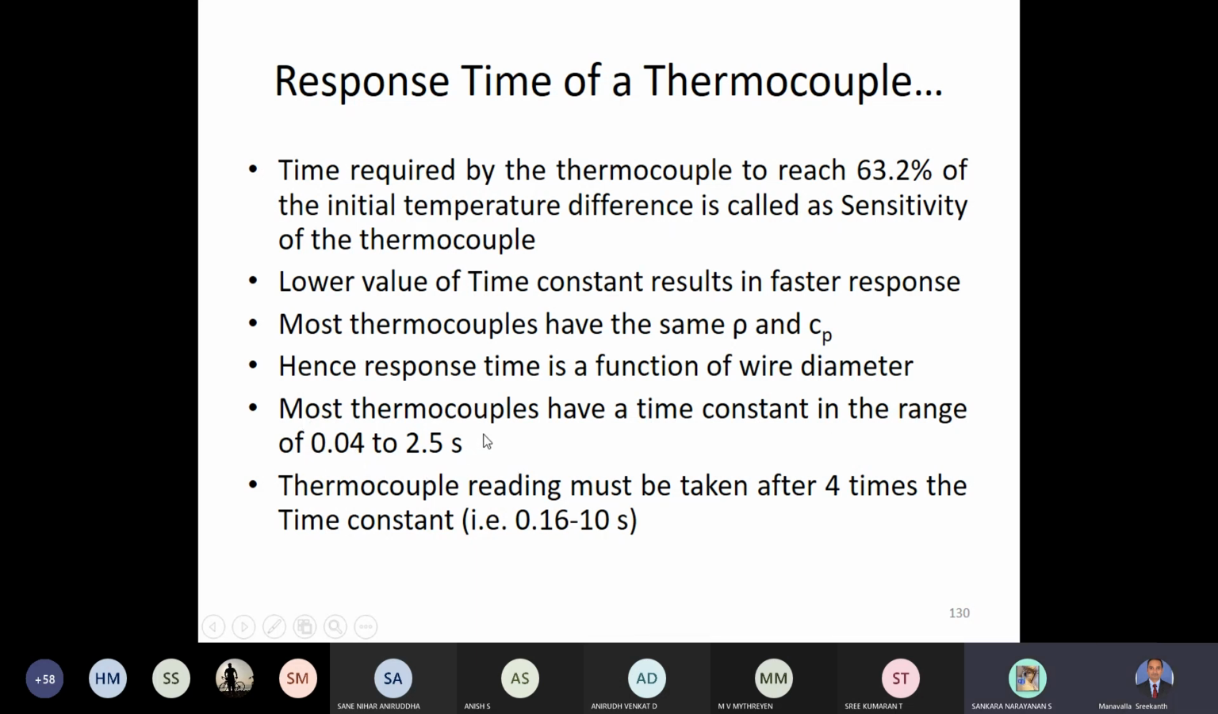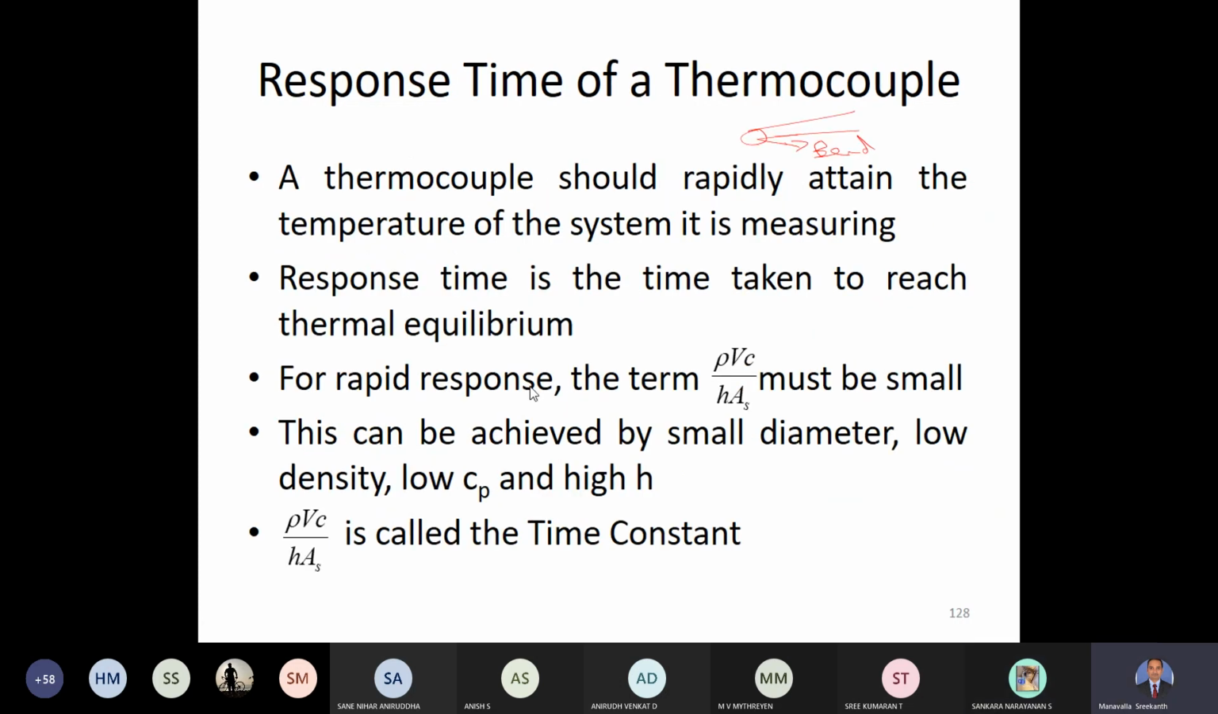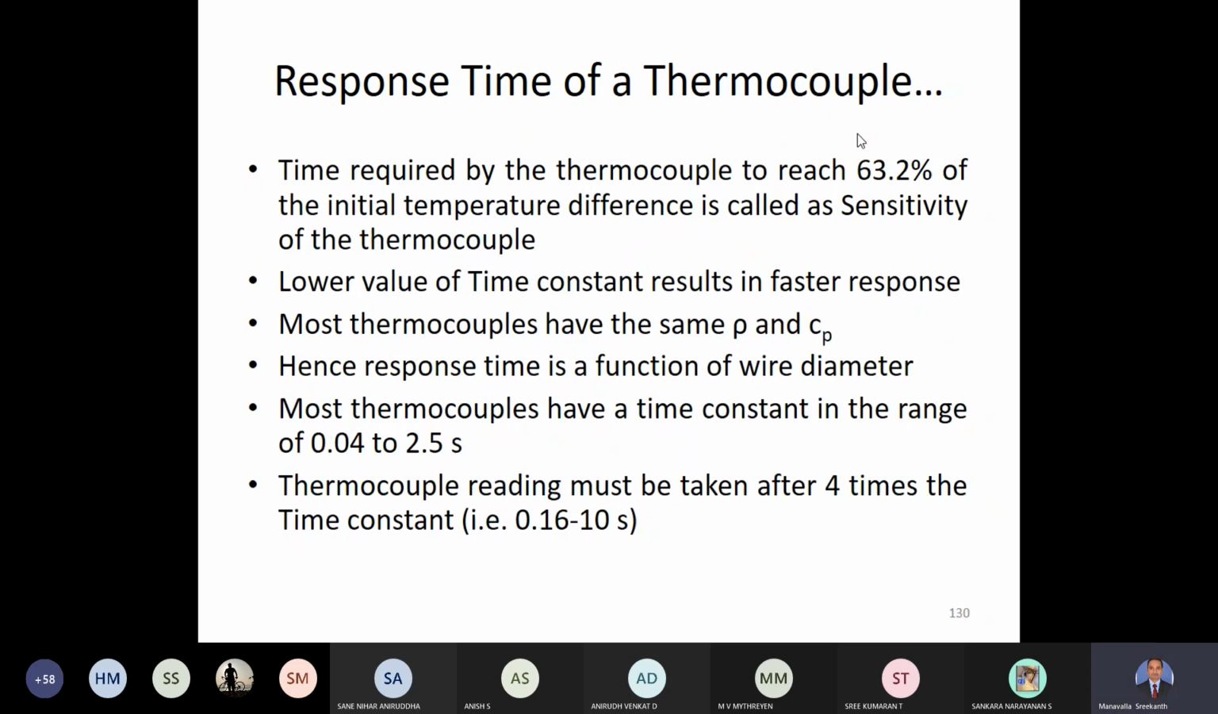So see, thermocouples can be manufactured using different materials. As I show here, you see these are two different wires. The materials of these two different wires can be changed, and therefore you have different thermocouple settings, different thermocouple materials. The range of the time constant is 0.04 to 2.5 seconds, depending on the materials chosen. If it's a very good conductor, then 0.04 seconds. If it is not so good a conductor, the time is 2.5 seconds.